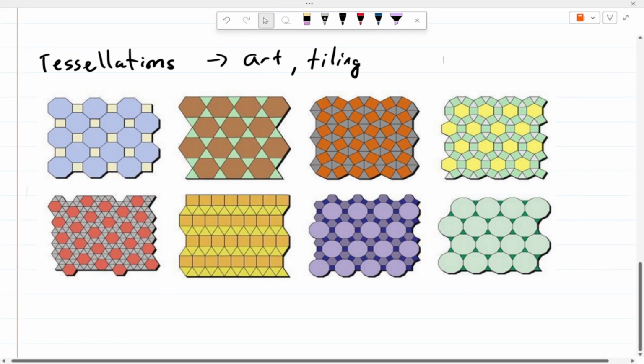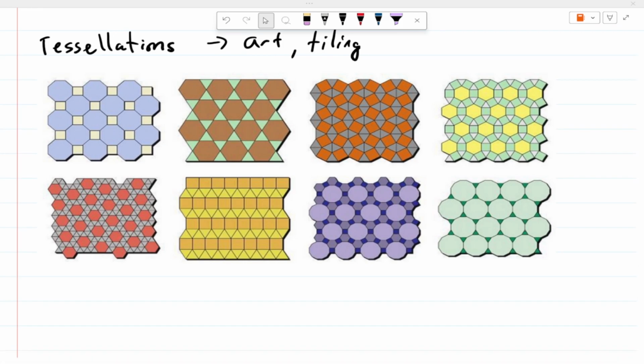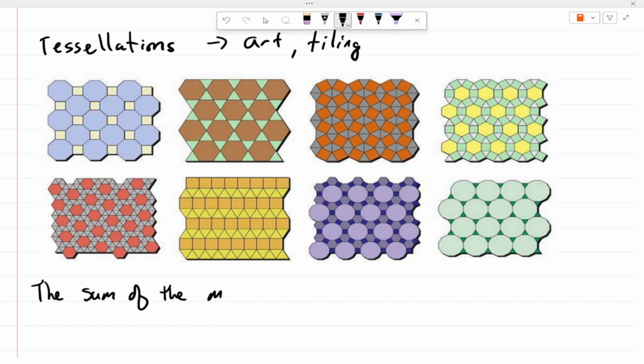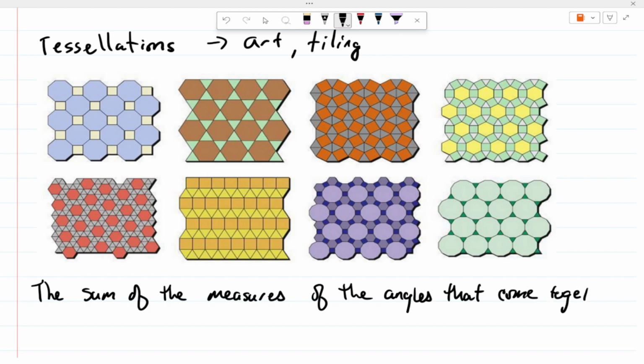Now, what makes a tessellation so special is the sum of the measures of the angles that come together at each vertex sums to 360 degrees. So that is a requirement, all right?